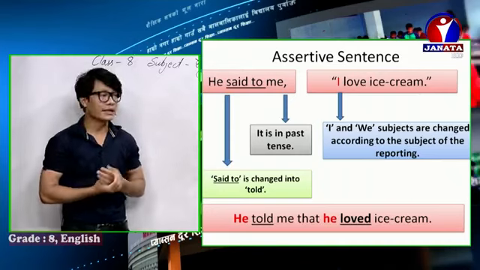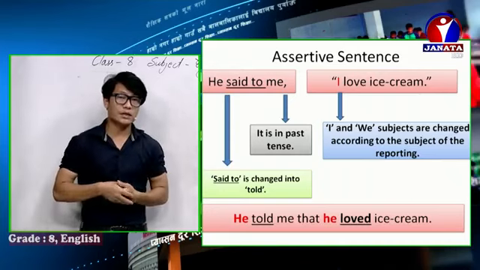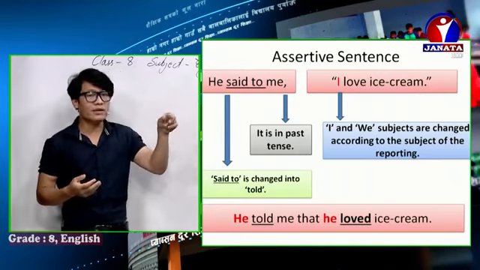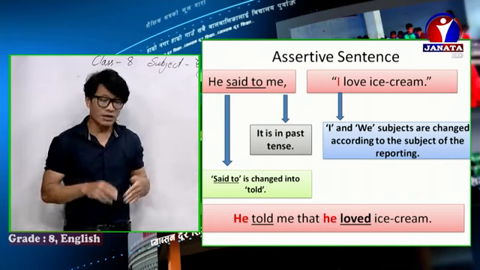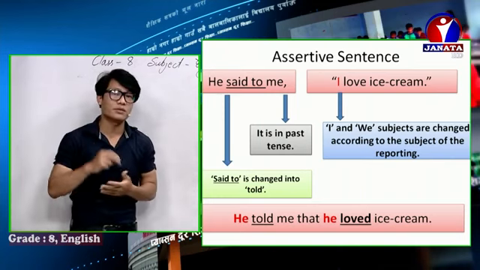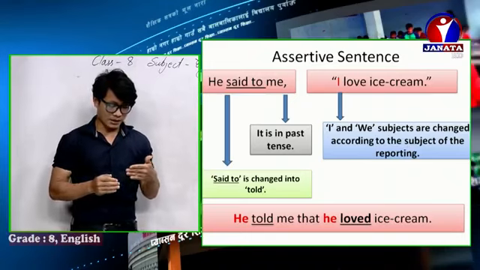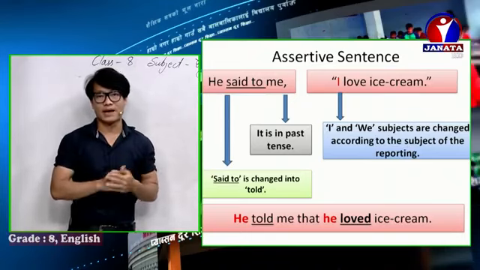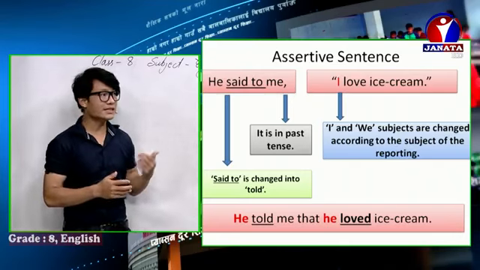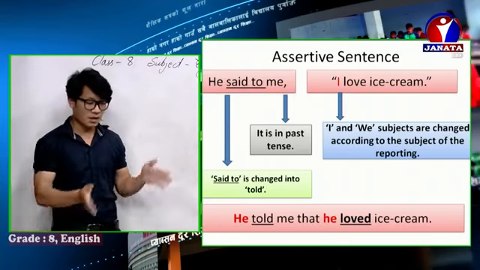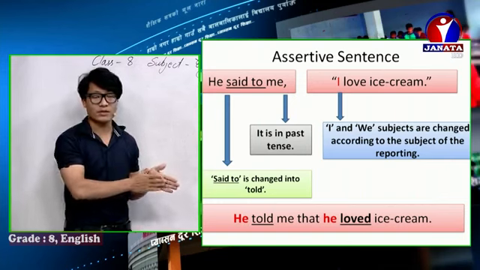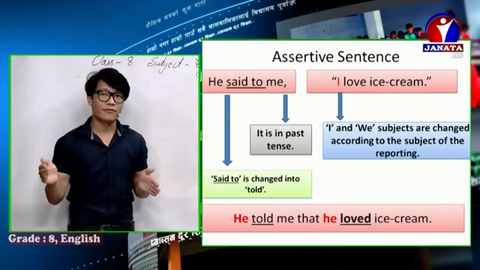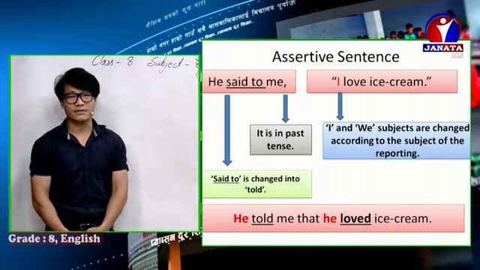So there is he. And another question also here, how there is a LOVE, love, up there, and down there is LOVED, loved? Because the simple present should be changed into simple past. That's why. So this is assertive sentence, because assertive sentence always starts with the subject and ends with a full stop. That's why this is assertive sentence.